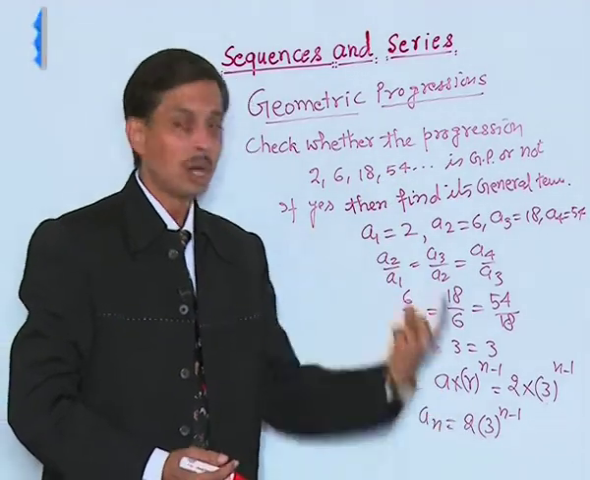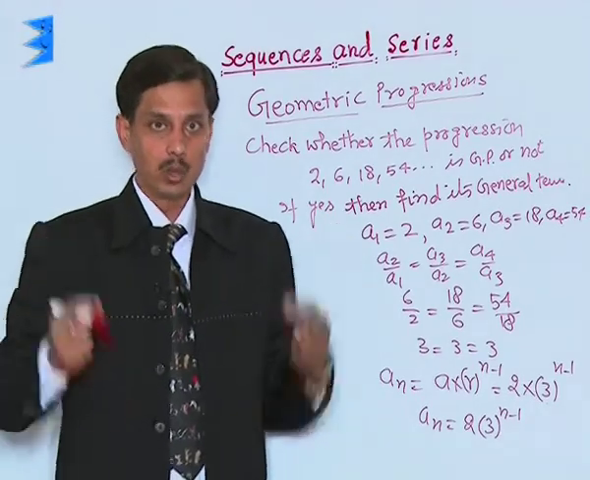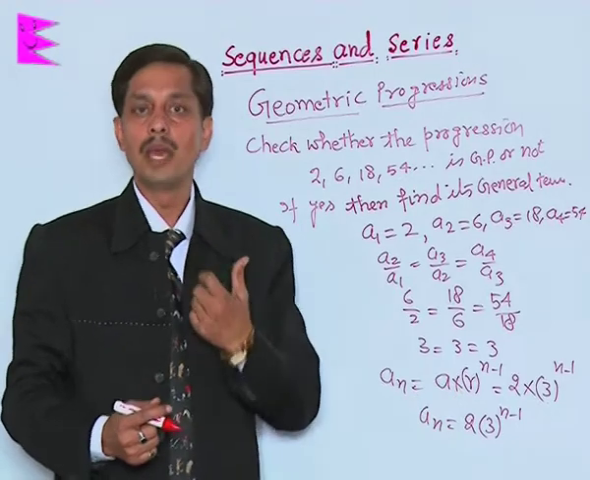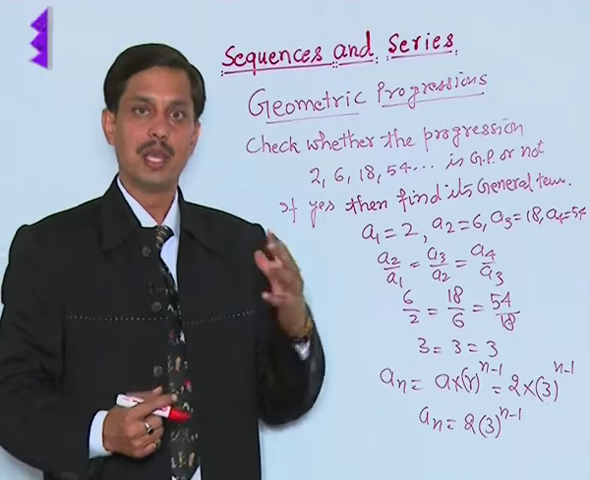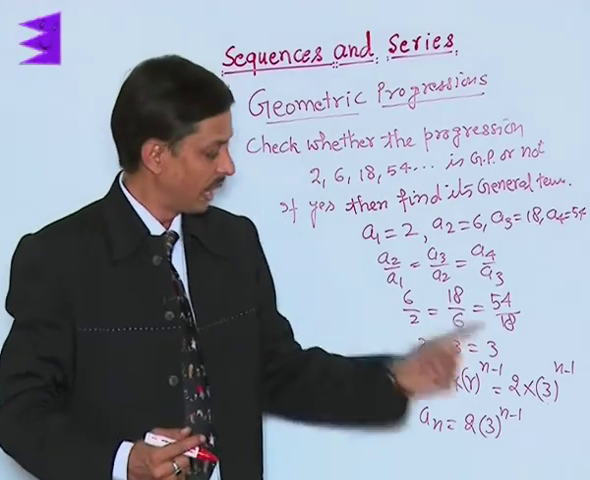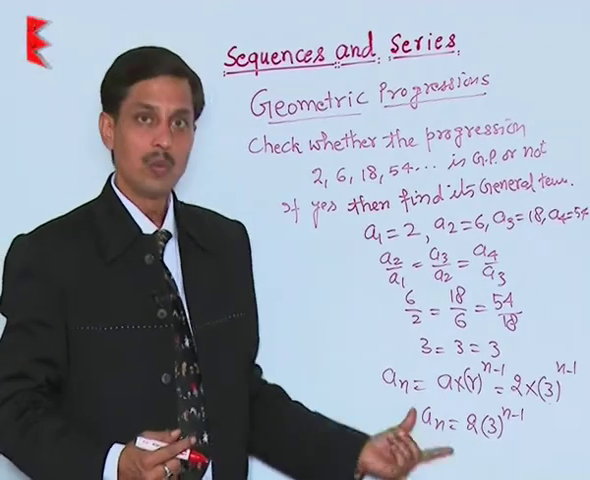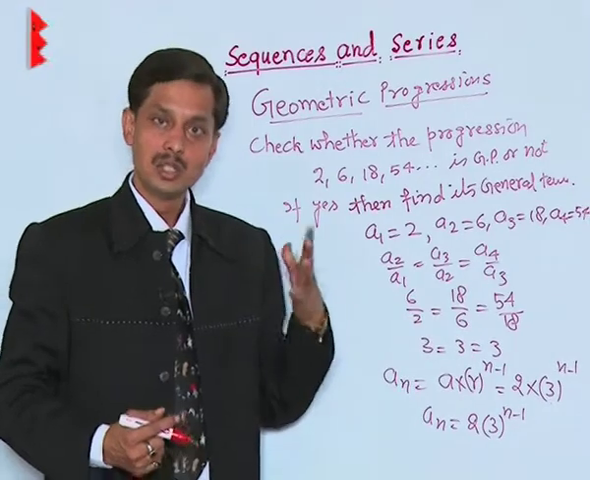So the use of the general term is to obtain the location, the position or the value of any term. So this is the method where we have verified that the given progression is geometric, and we have obtained how to find the general term. We have given you the formula and the answer of the general term also.